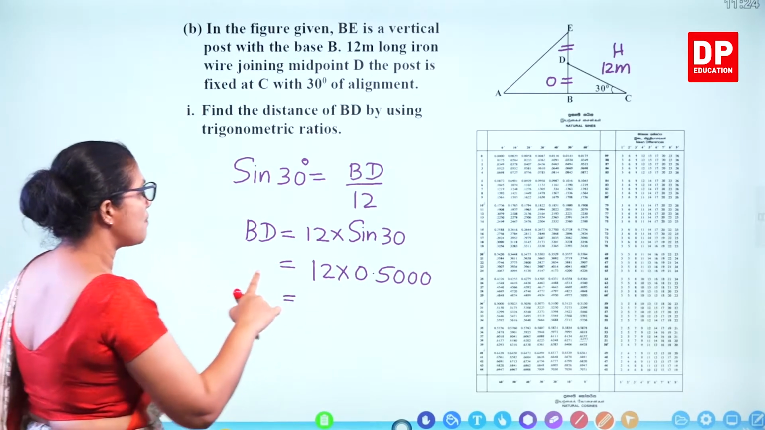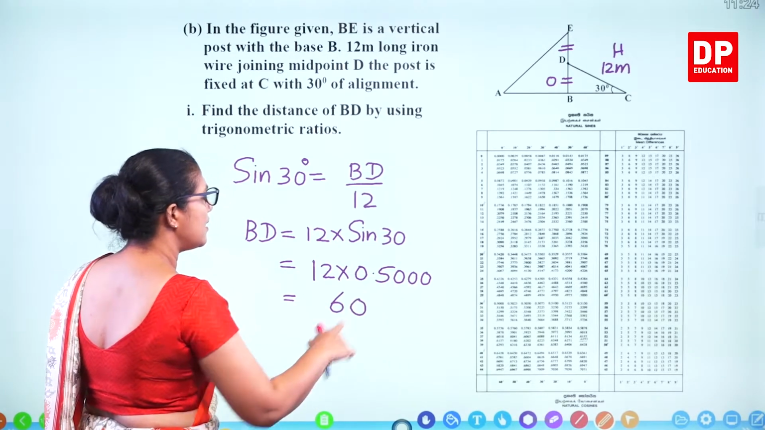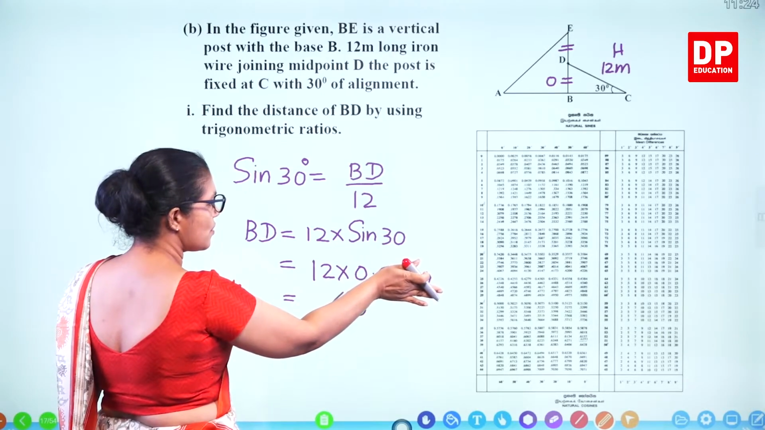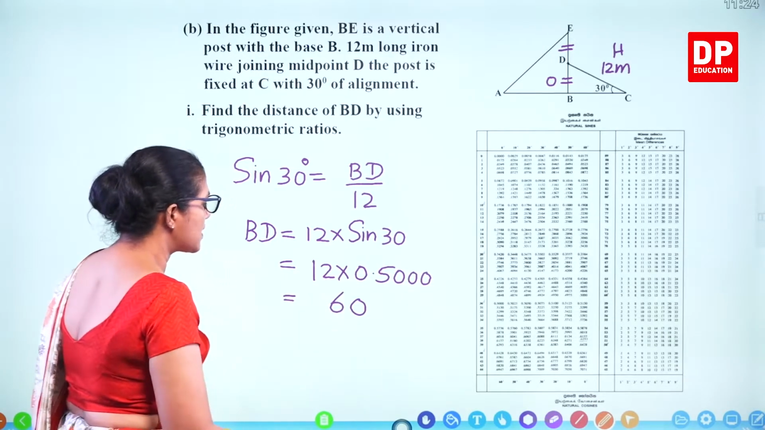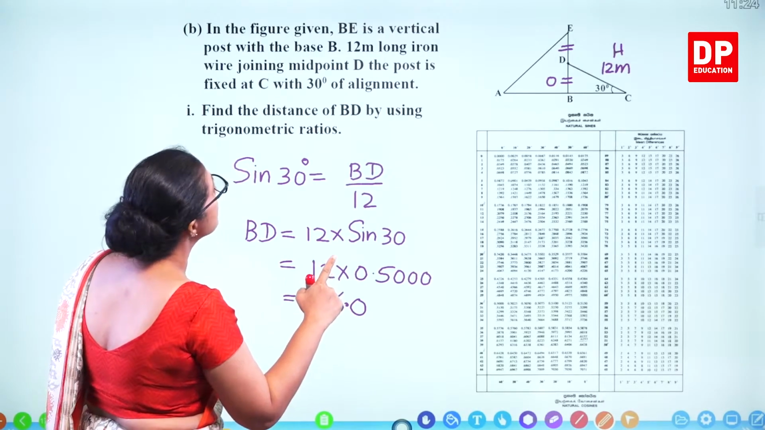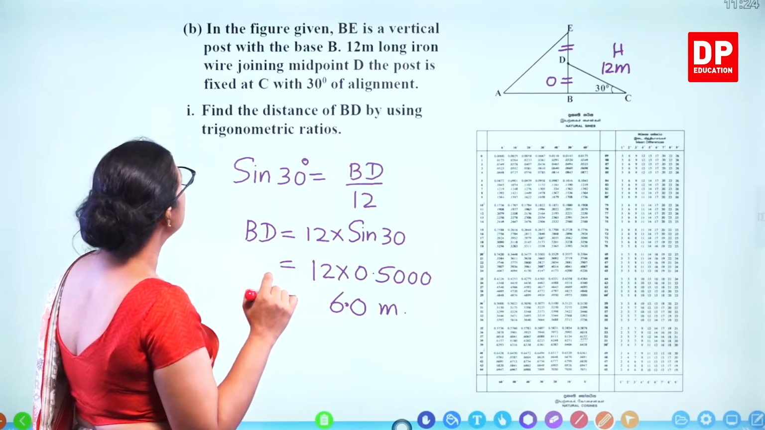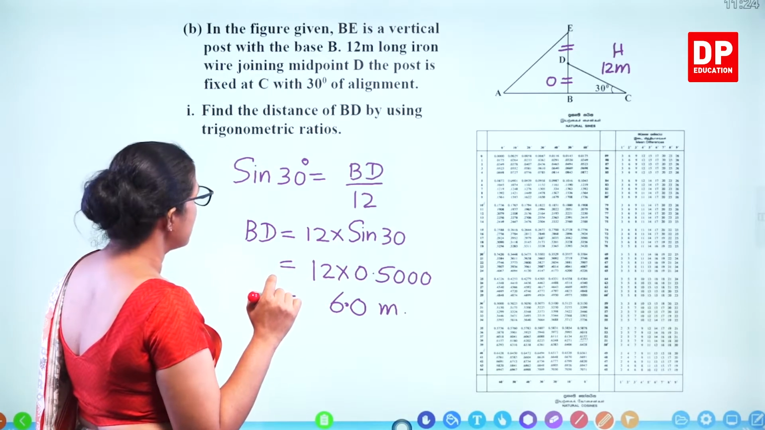That means 12 times 5, 60. And here you don't need these zeros. 12 times 5, so 6, and put 1 decimal place. That's 6 meters long. So BD equals 6 meters.